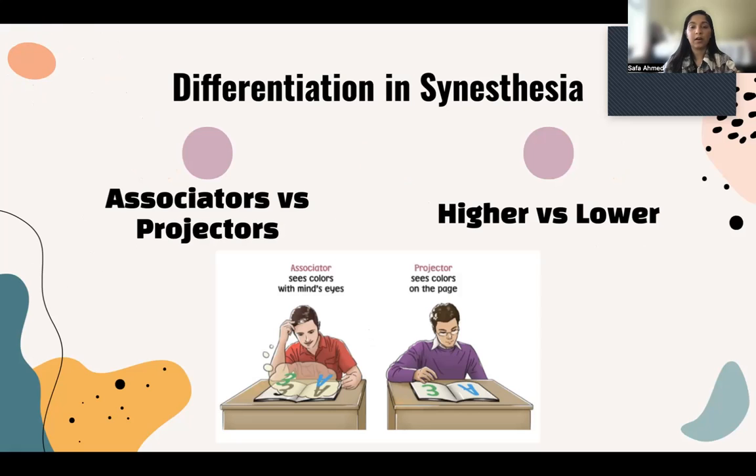There's different types of synesthesia, and so people who are associators see colors in the mind's eye, and people who are projectors see the colors as being projected into space. For people who have higher synesthesia, it's triggered by top-down processing, so the inducer's conceptual characteristics are what induce the synesthesia, whereas for people who have lower synesthesia, it's triggered by bottom-up processing, so the inducer's shape or texture is what results in the synesthesia.